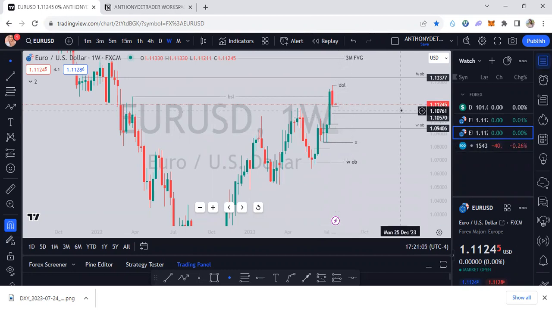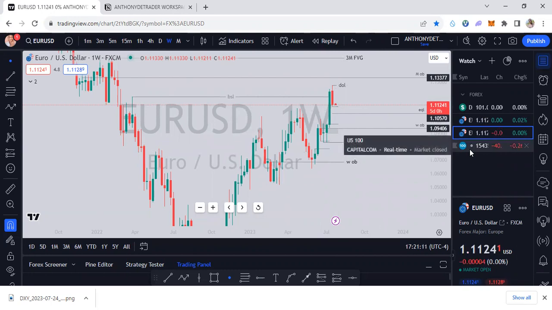And also, I kind of saw a very nice pattern on US 100. So I'll be doing another separate video to show us a very good opportunity I saw on the US 100. So we could be taking advantage of it this coming week, or possibly this week or next week.